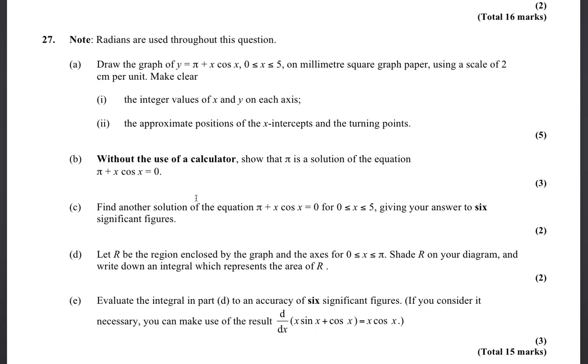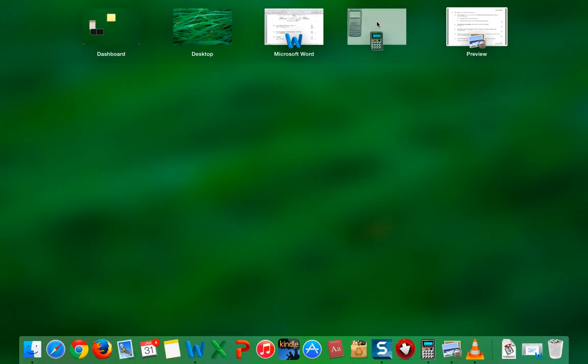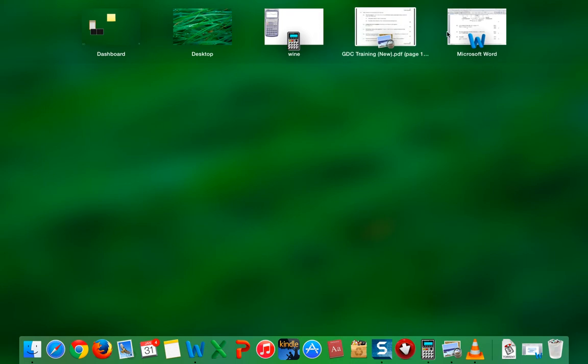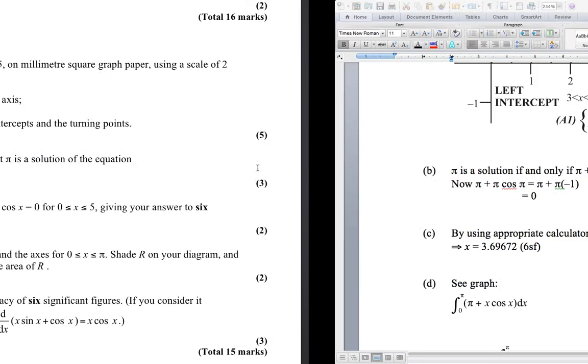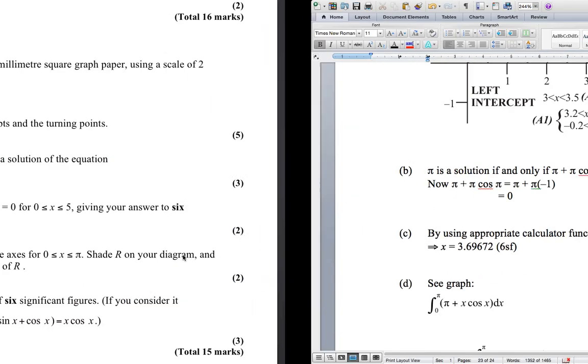So let us look at the next part. Find another solution between 0 and 5, giving the answer to 6 significant figures. So let me rearrange it. G-Solve root. So one is 3.14, which is pi. The other one is 3.69672. So the answer is 3.69672. Let us check. Yeah, that is correct.